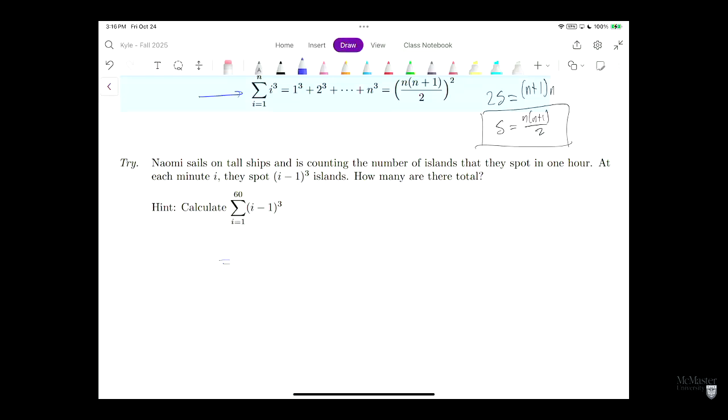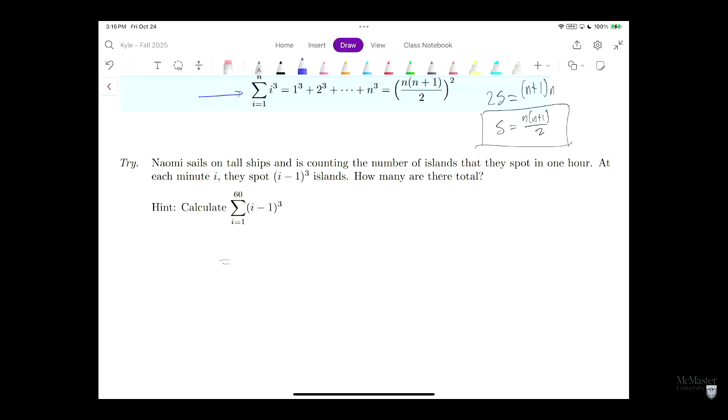That's correct, but can you tell me what is i minus 1 cubed? Sorry? That's okay. Who wants to try? What's i minus 1 cubed? Yes, over the back. i cubed minus 3i squared plus 3i minus 1.